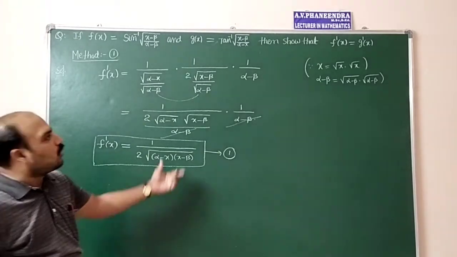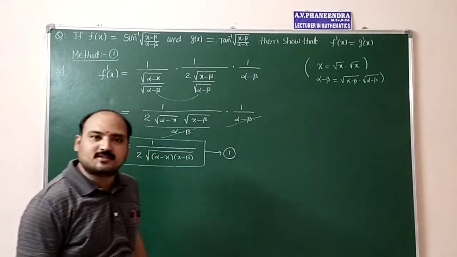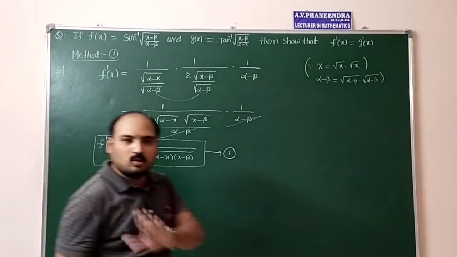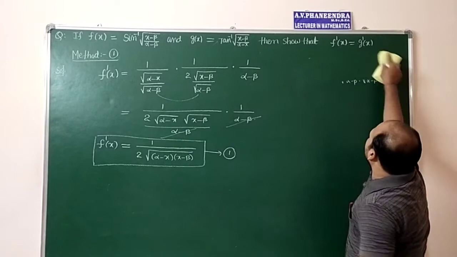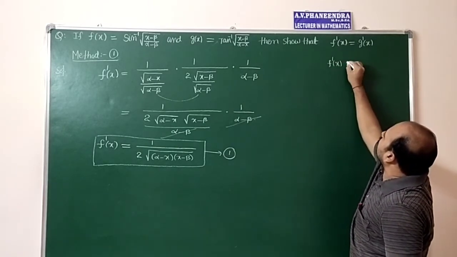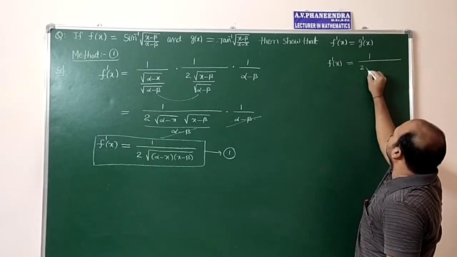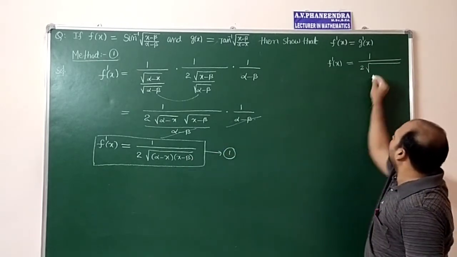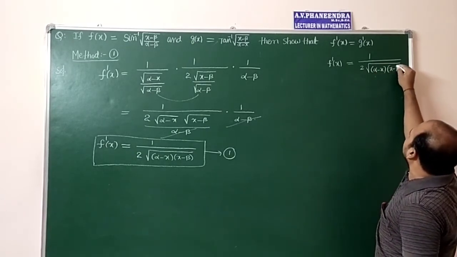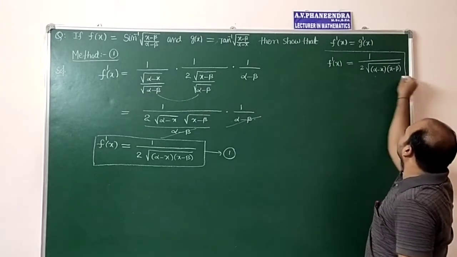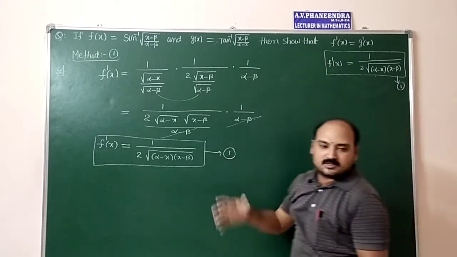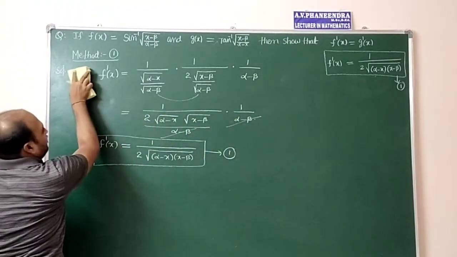After that, again you have to consider the given function g of x. This is clear, equation number 1. Somewhere you have to write it. Here I am writing that value. f dash of x is equal to 1 by 2 into square root of alpha minus x into x minus beta. You take it as equation number 1. Now I am rubbing this and writing the value of g of x.